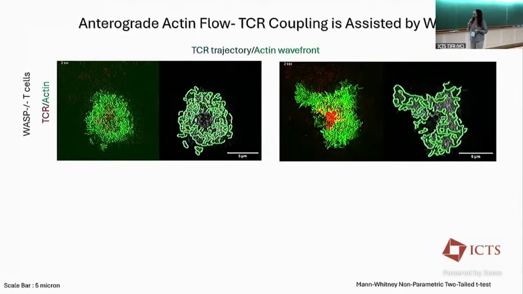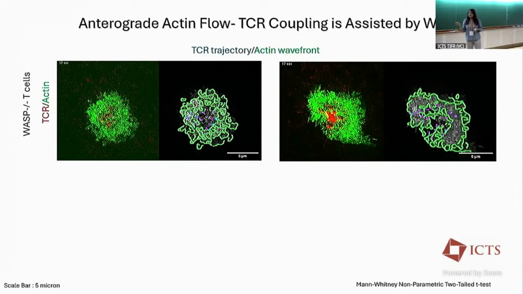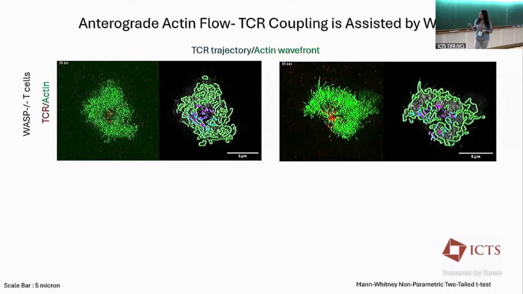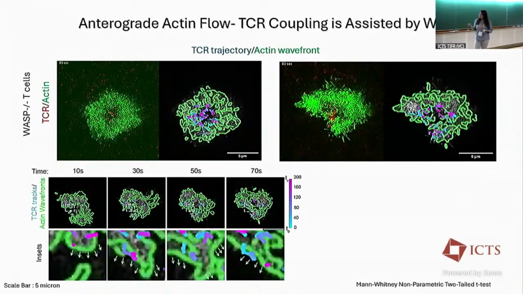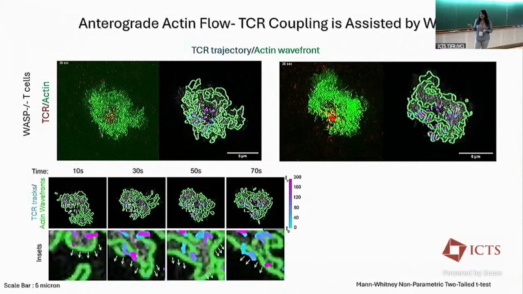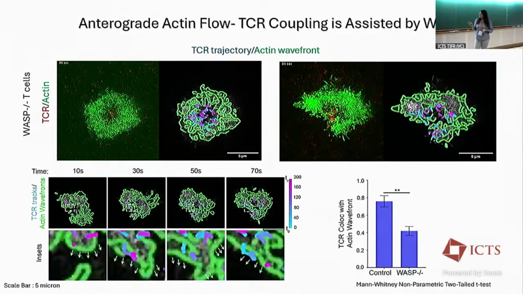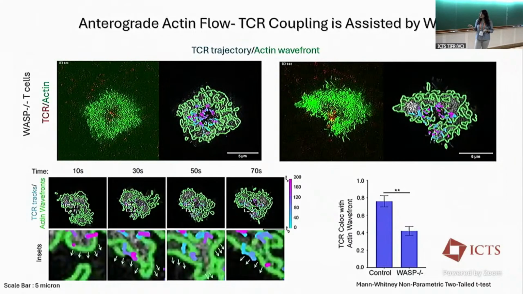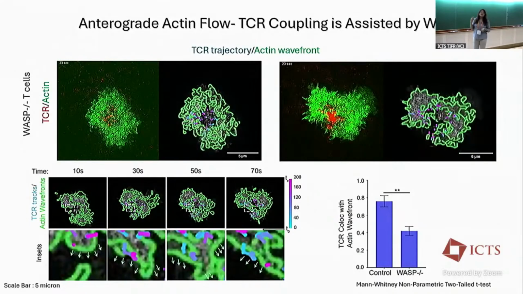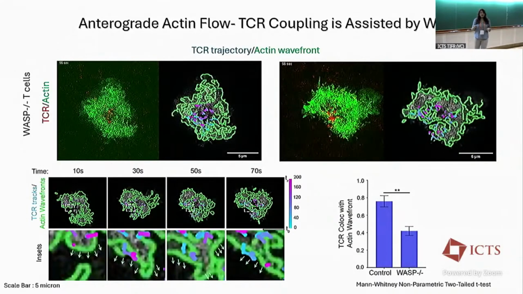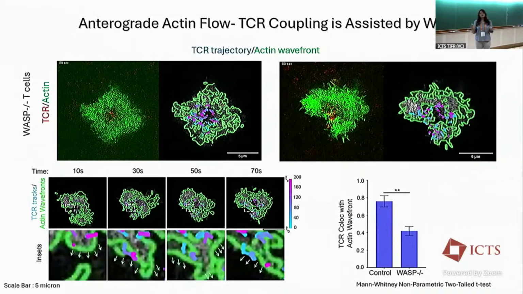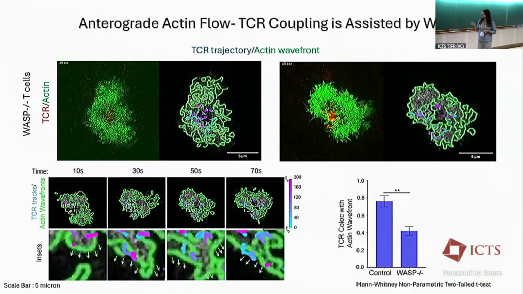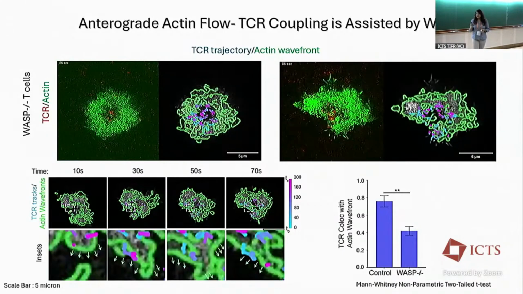So we use the WASP knockout cells and use the same co-localization algorithm on them, and indeed, there was slippage between the TCR tracks and the actin waves, showing that now the co-localization has gone down significantly in WASP knockout condition compared to control. So this further proved our point that WASP or any of the constitutive WASP interacting proteins could be acting as a coupler. So with this, I come to the summary of my talk.